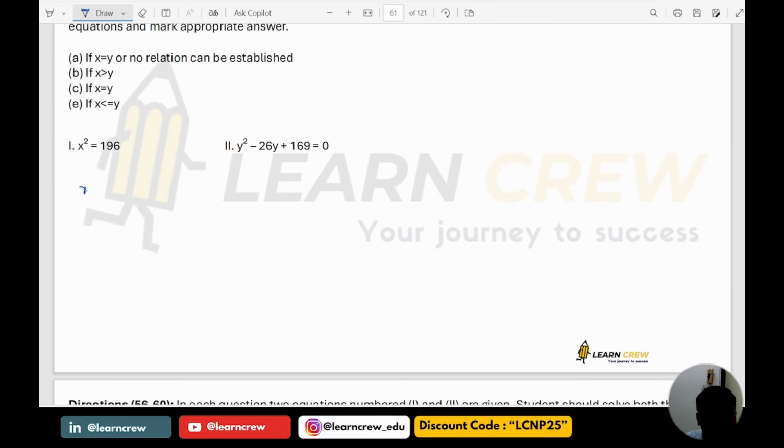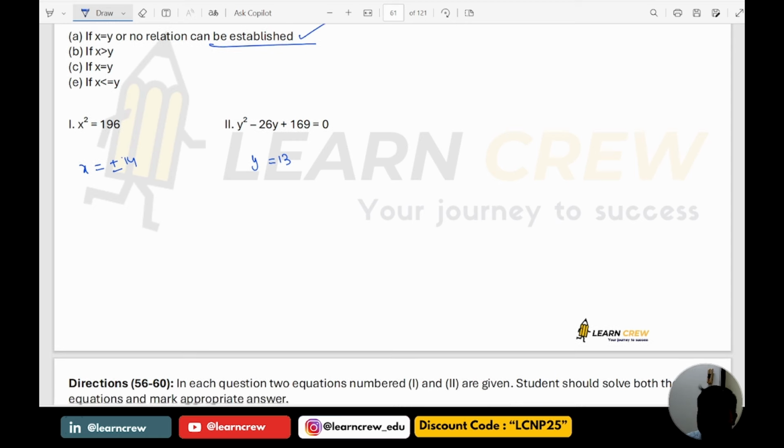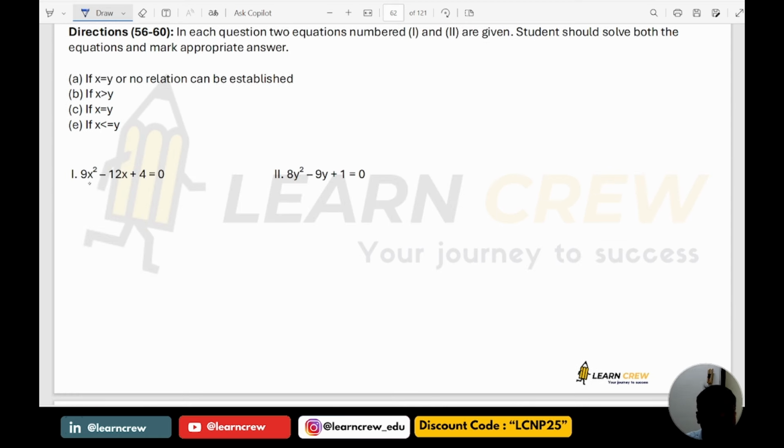Now here x is plus or minus 14, and here y is 13. (Y minus 13) whole square, so y is 13. So definitely in this case also, when plus 14 it is more, minus 14 it is less. So the relationship can't be established. So option A.